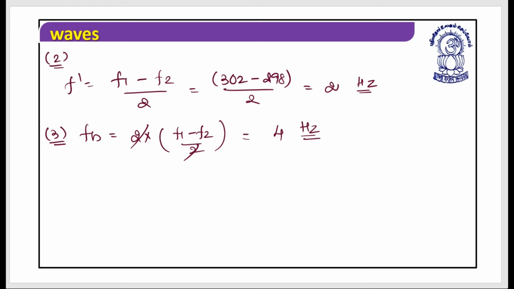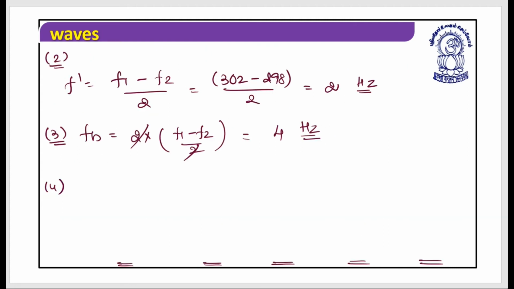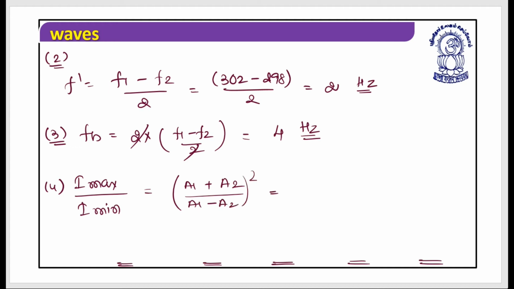Great. Now next, what do we need to find out? We need to find out the ratio of the maximum and minimum intensity. So it's Imax to Imin. That is what we require. Imax to Imin equals (A1 plus A2) whole square divided by (A1 minus A2) whole square. I hope this is clear.